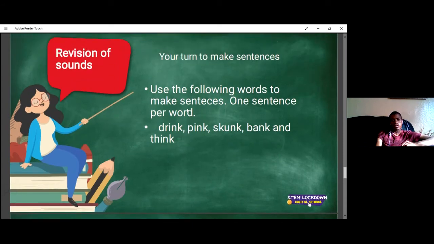4 sentences: drink, pink, skunk, bank, and think. About 3 minutes remaining to use drink, pink, skunk, bank, and think.